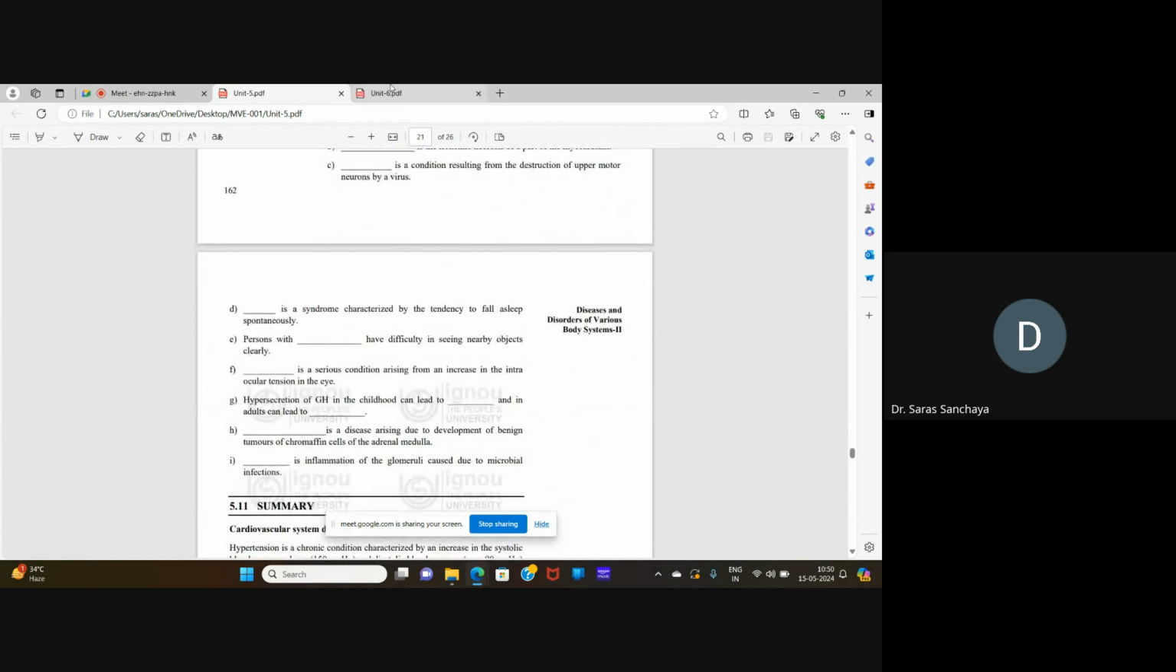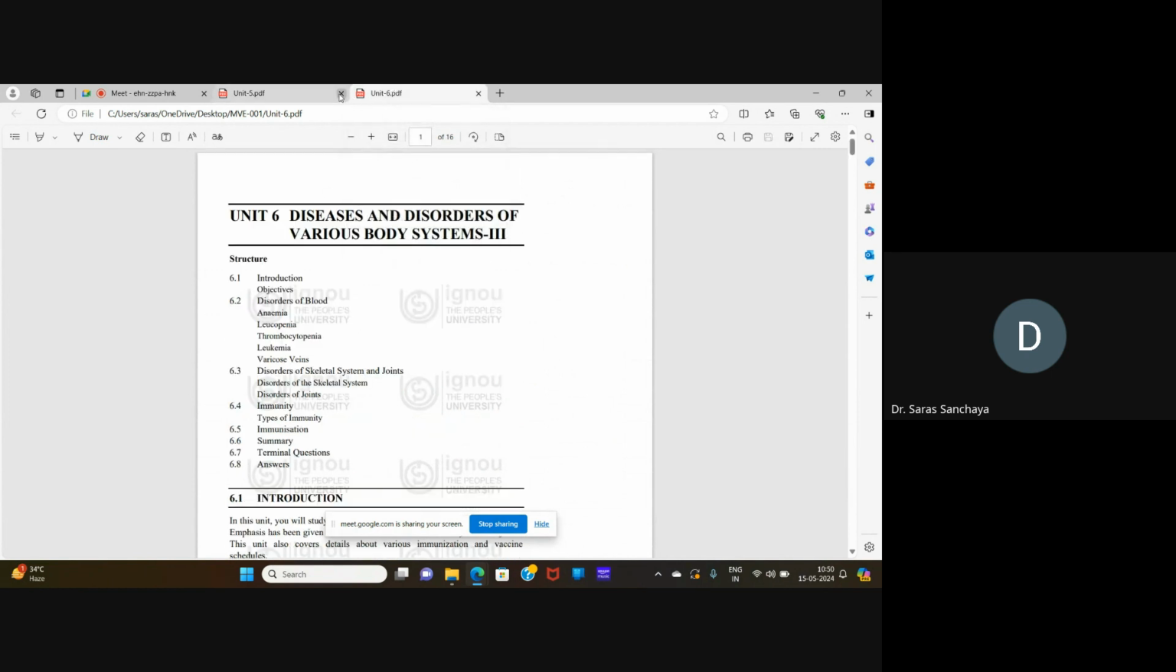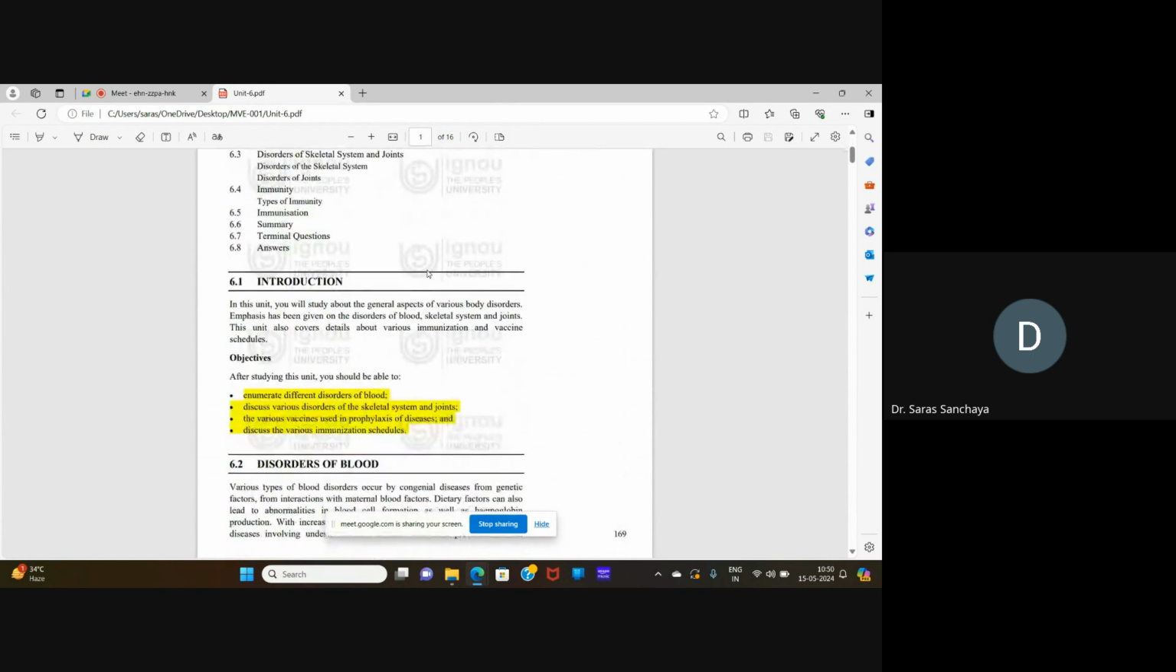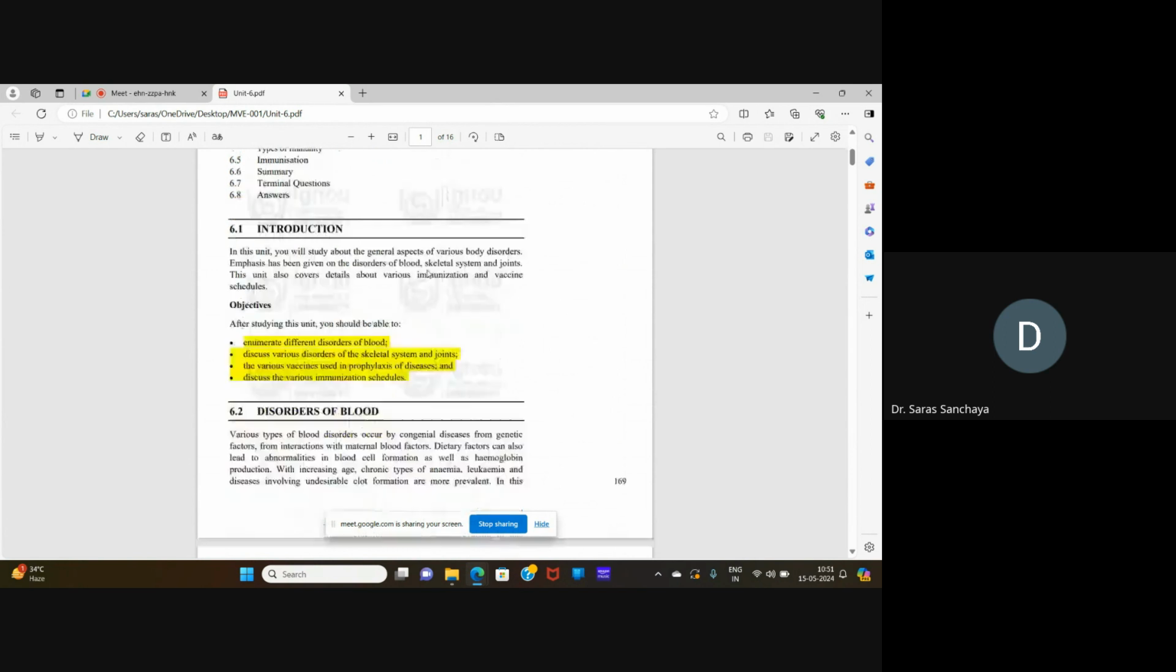Now we come to the sixth unit, that is disease and disorders of various body systems. In this, we will study about it. We should be able to enumerate different disorders of blood, discuss various disorders of skeletal systems and joints, the various vaccines used in prophylaxis of disease, and discuss the various immunization schedules.